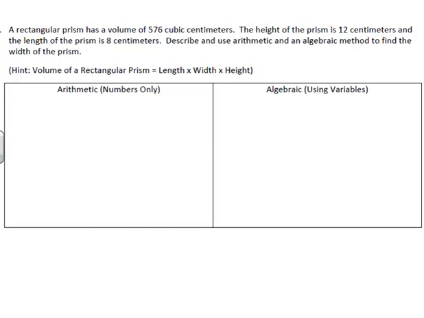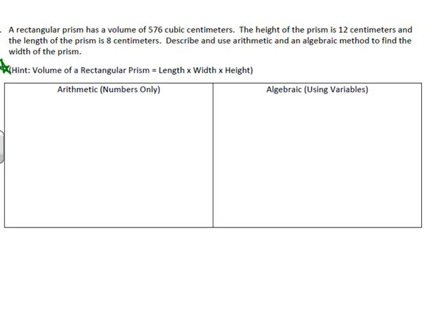All right, part 6. This one has a little bit of geometry in it. So I did give you a big hint. That is an equation that you should know. So if you don't already know the volume of a rectangular prism is length times width times height, that's something that you want to learn before Friday. So we have a rectangular prism with a volume of 576 cubic centimeters. The height is 12 centimeters and the length is 8 centimeters.